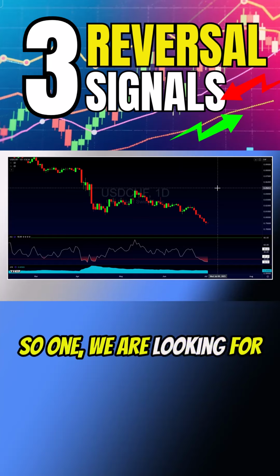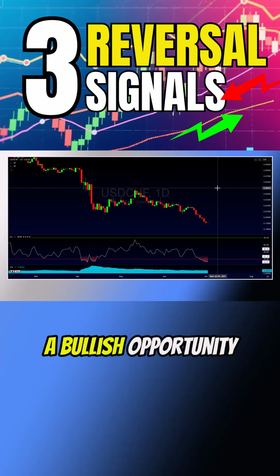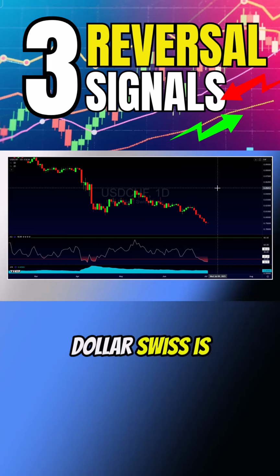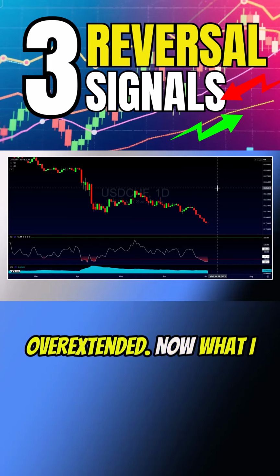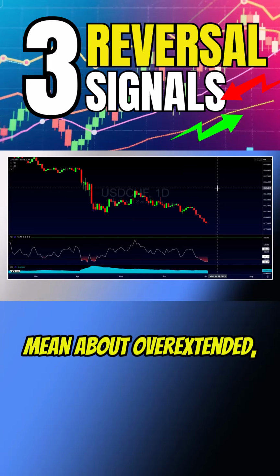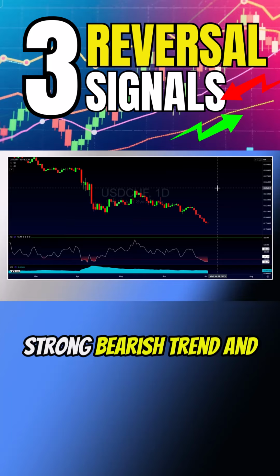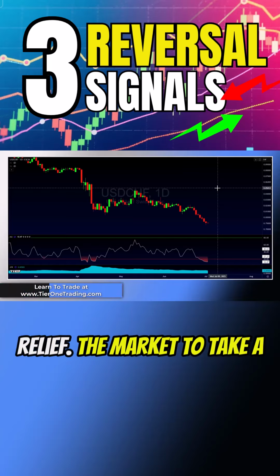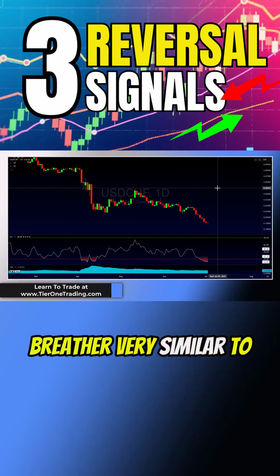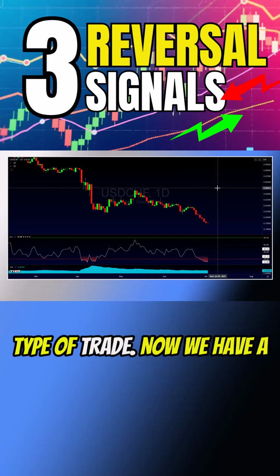One, we are looking for a bullish opportunity playing the idea that the dollar Swiss is overextended. Now, what do I mean by overextended? Well, we have had 7 bearish days in a row, so a strong bearish trend, and we're looking for some relief, the market to take a breather, very similar to any other counter trend type of trade.